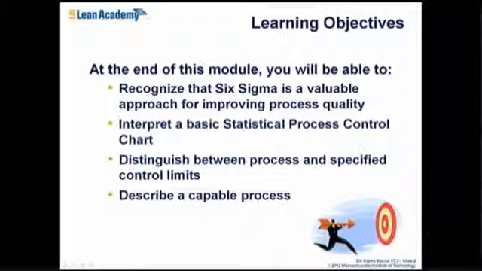We're going to have you be able to interpret a basic statistical process control chart. That's what the active learning experiment's about. We're going to talk about the difference between process control limits and specified control limits, and you'll be able to describe what a capable process is.